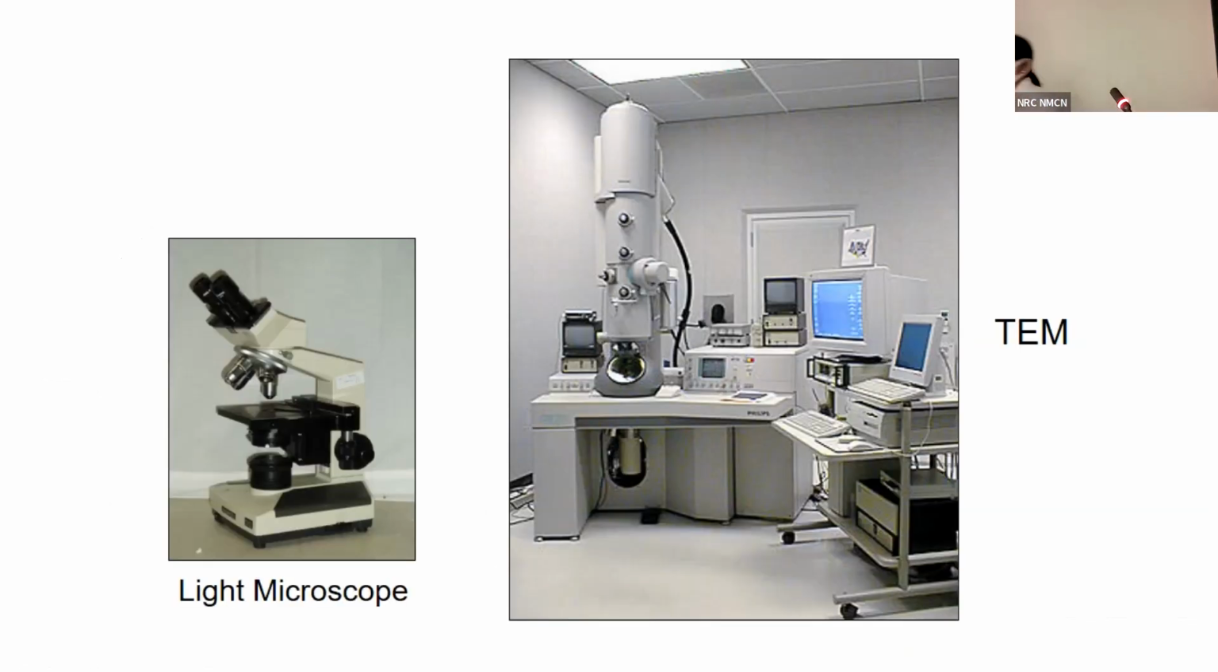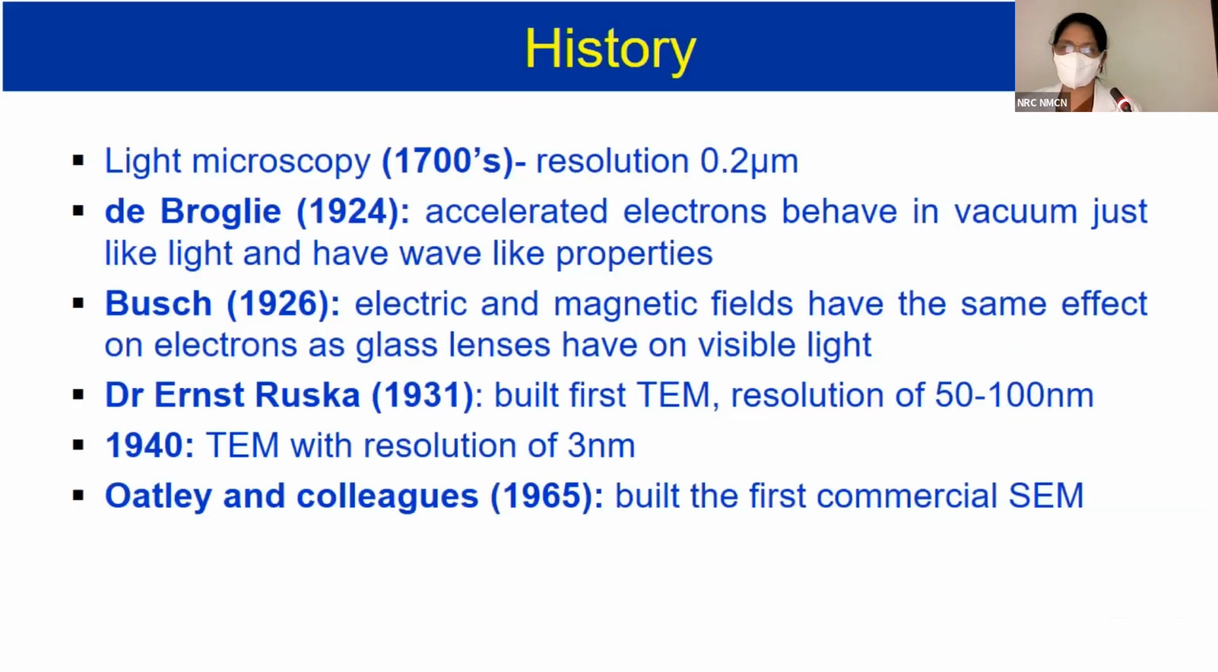Now you see the size difference between a light microscope, which you can keep on the desk and look at it, and an electron microscope. The transmission electron microscope requires the whole room for itself. It takes the whole space. I will talk about why it needs so much space, but it needs the whole room to keep the electron microscope. So that is the size difference between a light microscope and a transmission electron microscope.